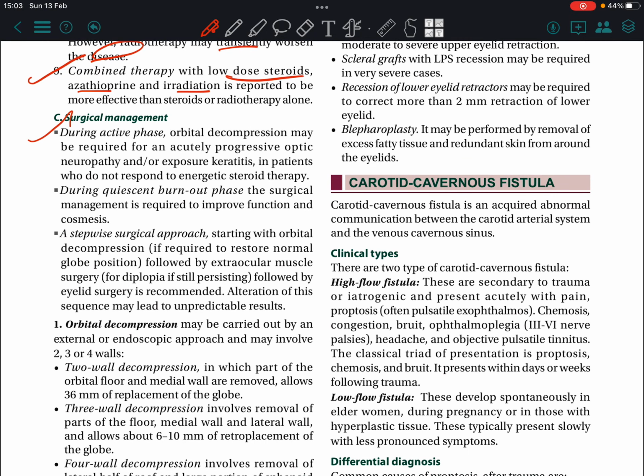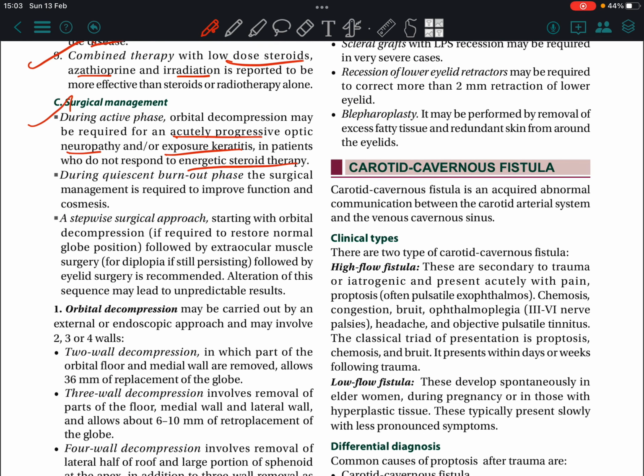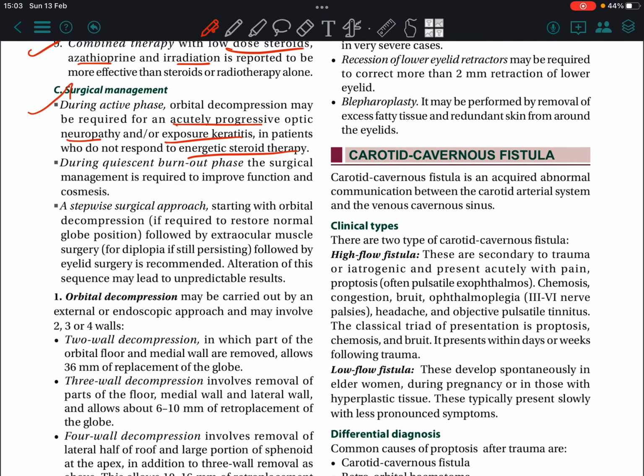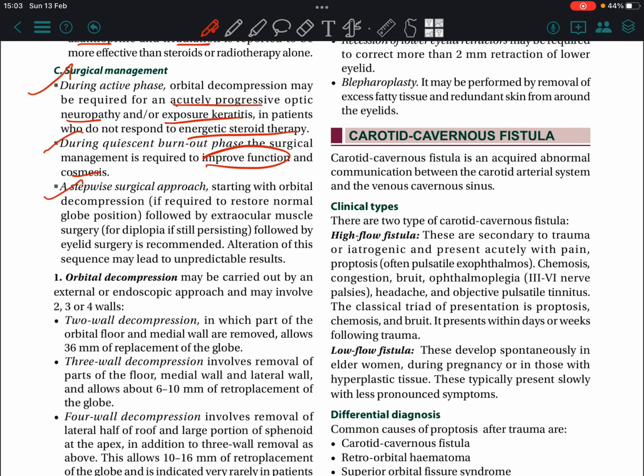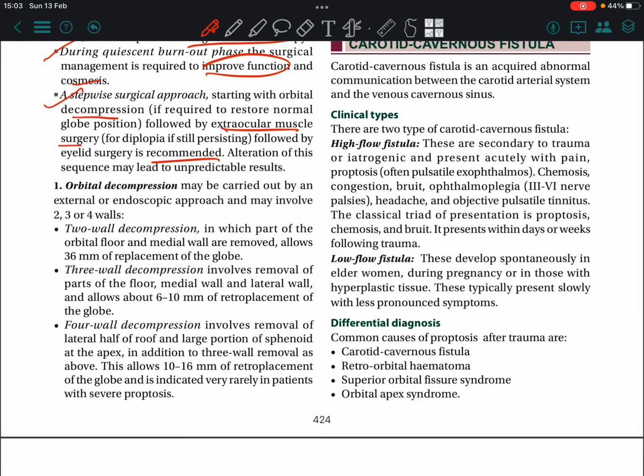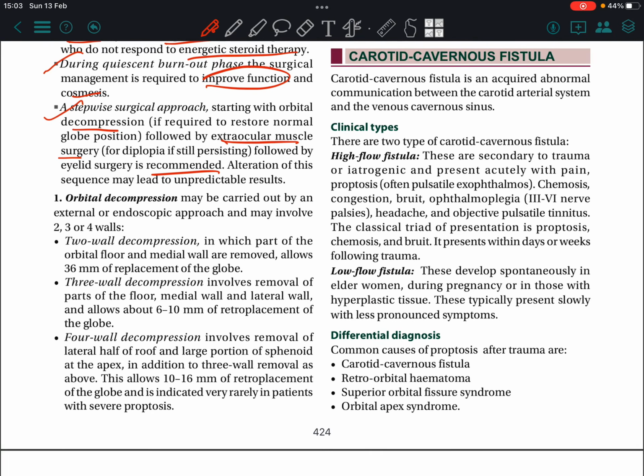During the active phase, orbital decompression may be required for acutely progressive optic neuropathy or exposure keratitis in patients who do not respond to energetic steroid therapy. During the quiescent burnout phase, surgical management is required to improve function and cosmesis. A stepwise surgical approach starting with orbital decompression, followed by extraocular muscle surgery, followed by eyelid surgery is recommended. Alteration of this sequence may lead to unpredictable results.